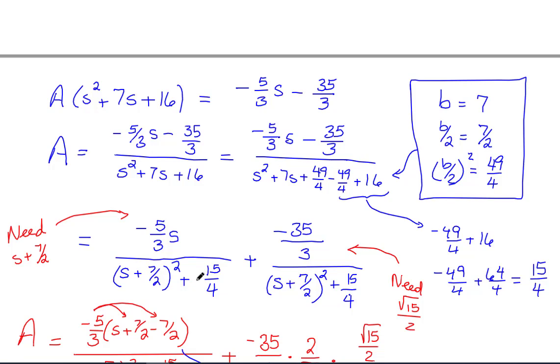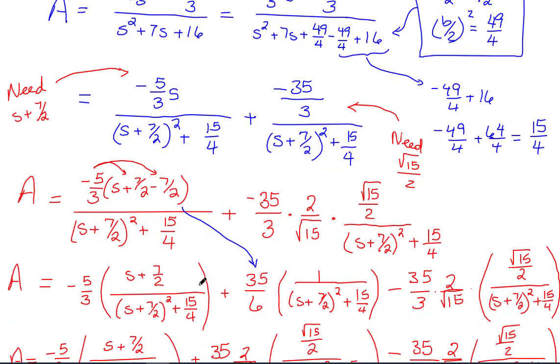Now, here's where the headaches begin. In this question, the first piece, to recognize this as a shifted cosine, I need an s plus 7/2 on the top. Okay, we'll put it in, but I have to put it in for s. So that's s plus 7/2 minus 7/2, all in parentheses.